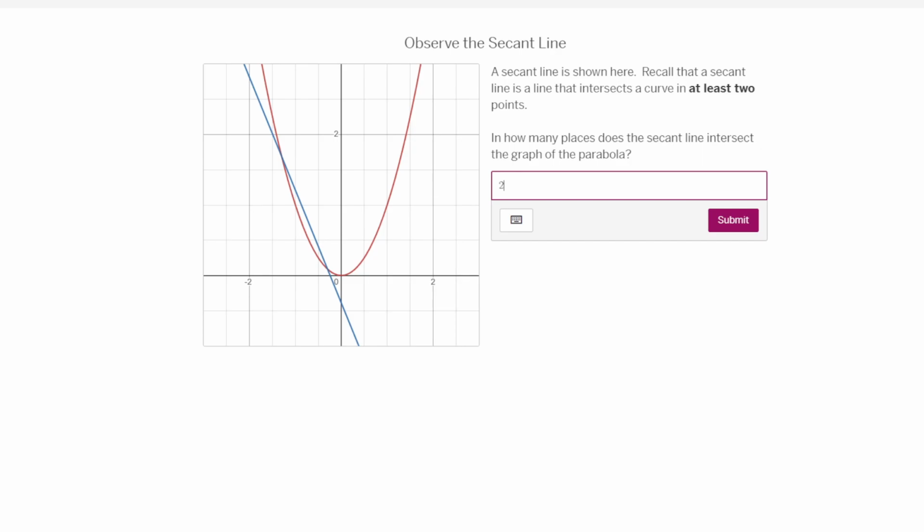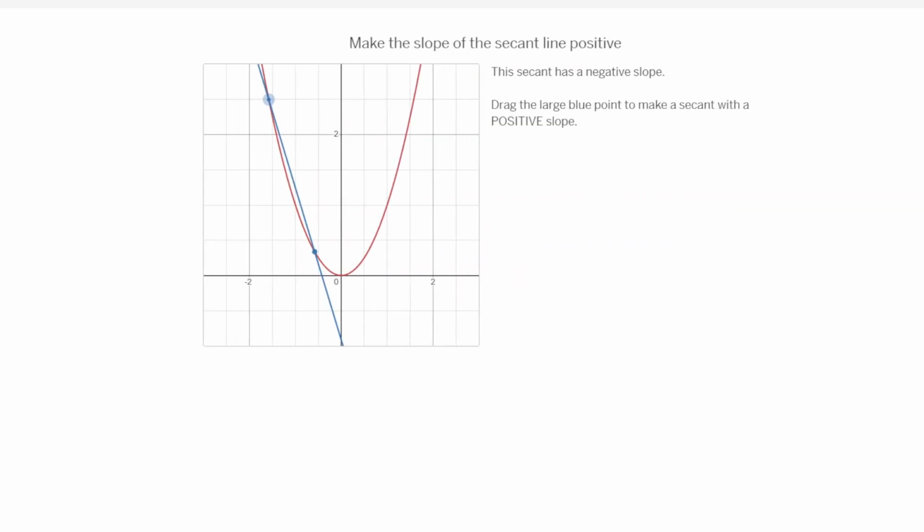Okay, let's take a look at the next portion of this activity. Here we see that our secant line has a negative slope as it goes down to the right. Notice also that it corresponds to the portion of the graph where our parabola, our quadratic function, is decreasing.